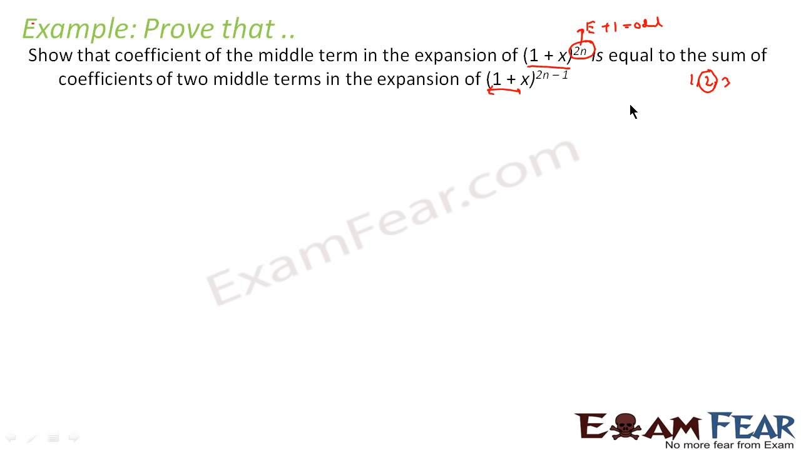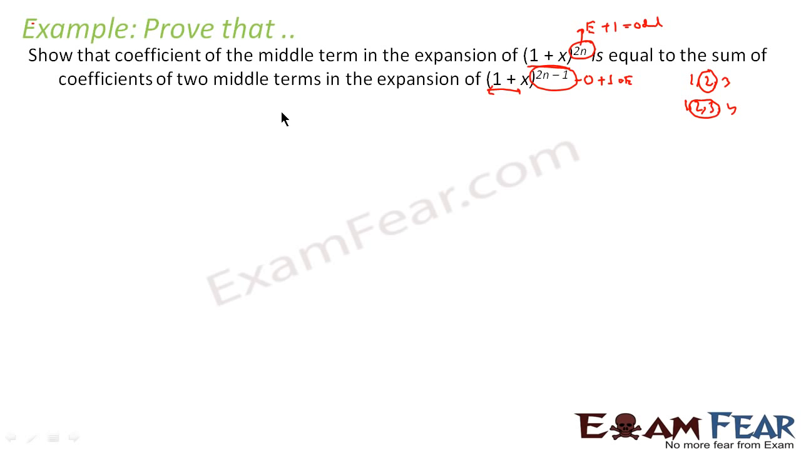In the second case, 2n minus 1 is always odd, because 2n is even, minus 1 is odd, and the total number of terms will be 2n minus 1 plus 1. So this will become even. In case of even, you see there will be two middle terms.